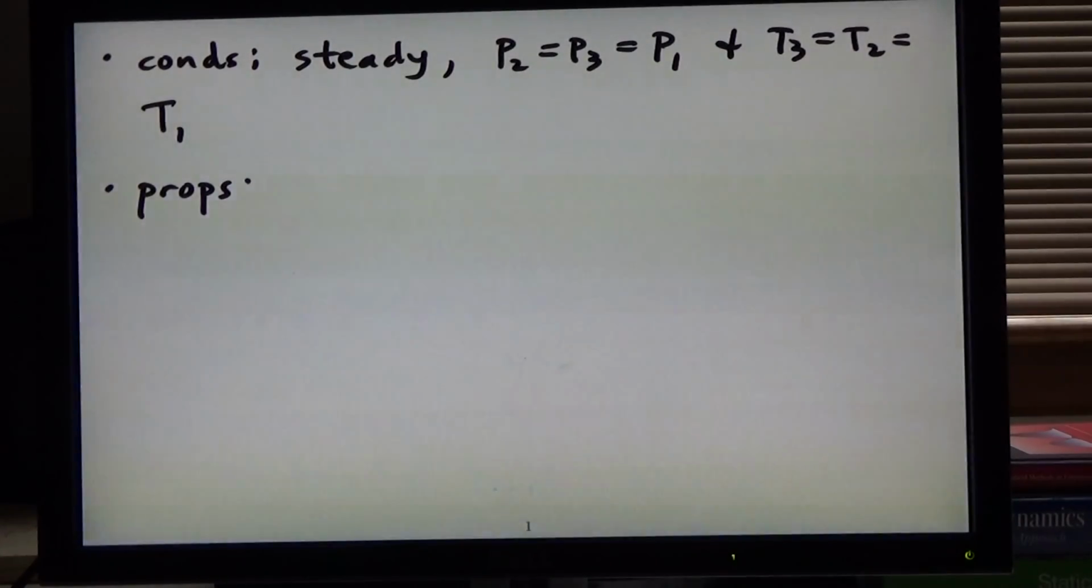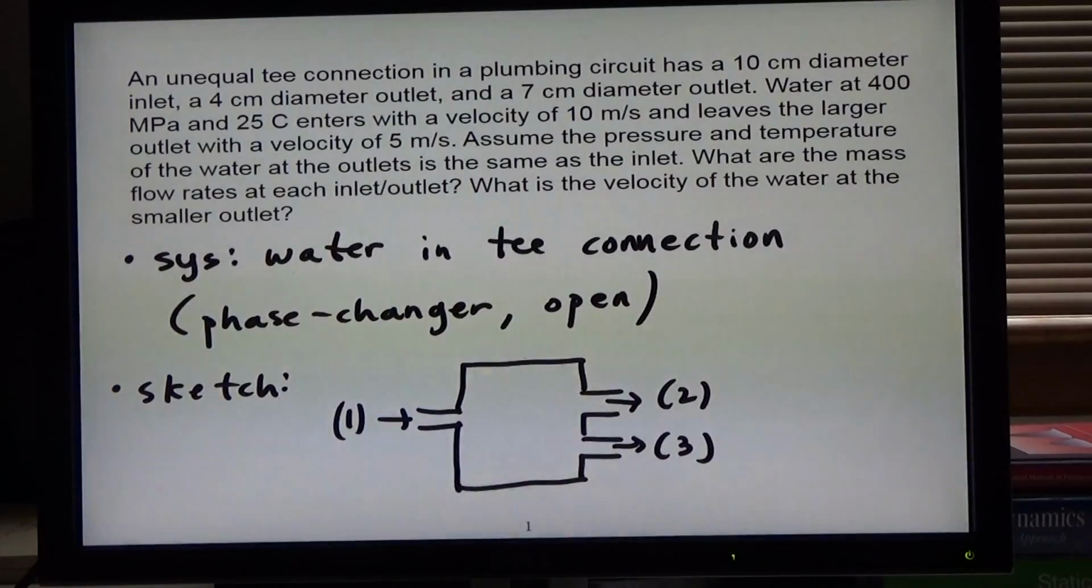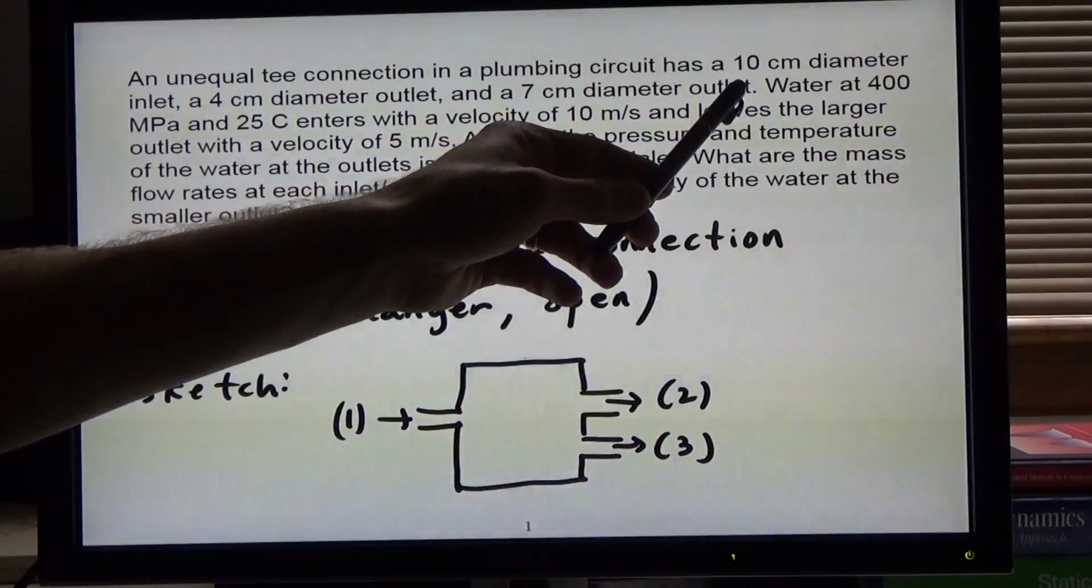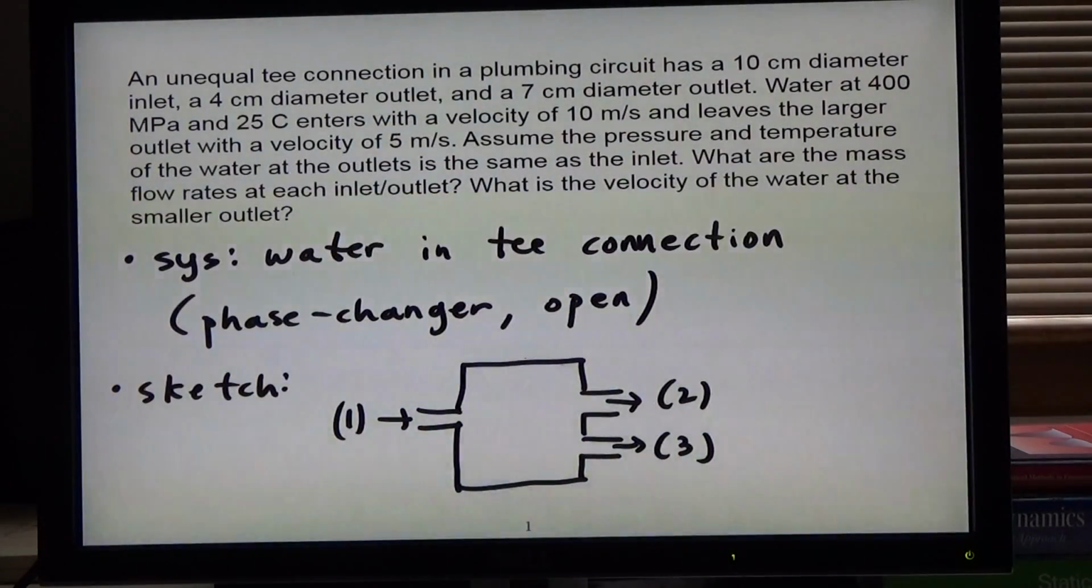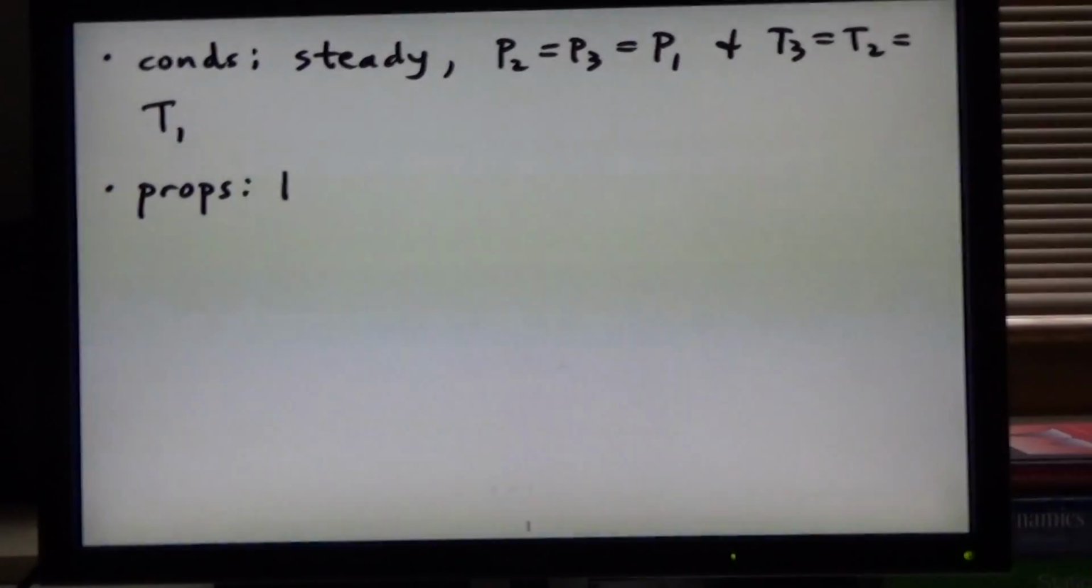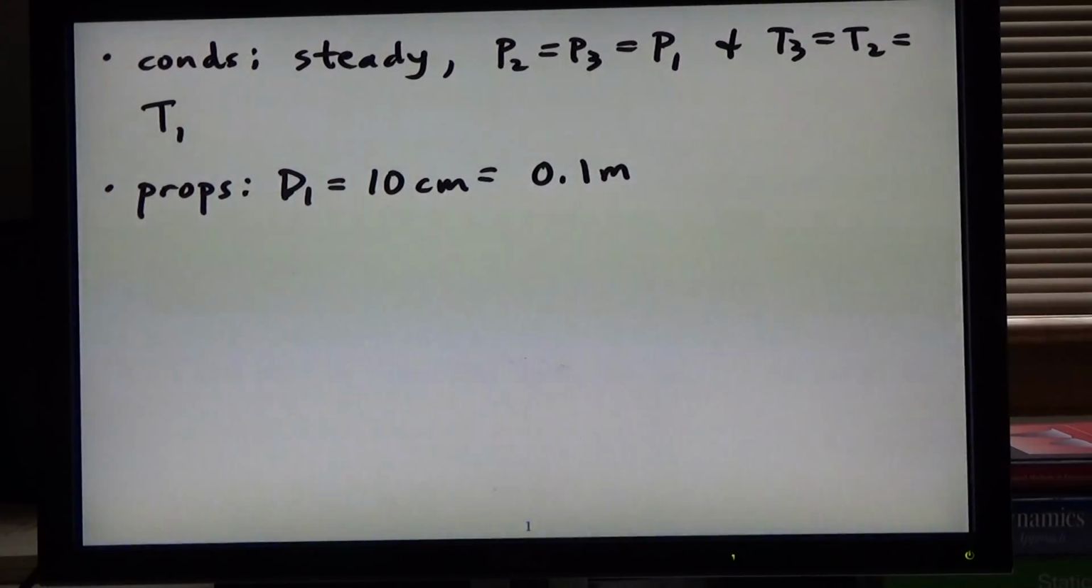Next we have all of the properties. For the properties we are given information about the diameter of the inlet, and the inlet we call number 1. So we're going to write down that the diameter of the inlet is 10 centimeters. If we want to, we can go ahead and convert that to meters, because meters is our standard unit. So I'll go ahead and convert it into meters.